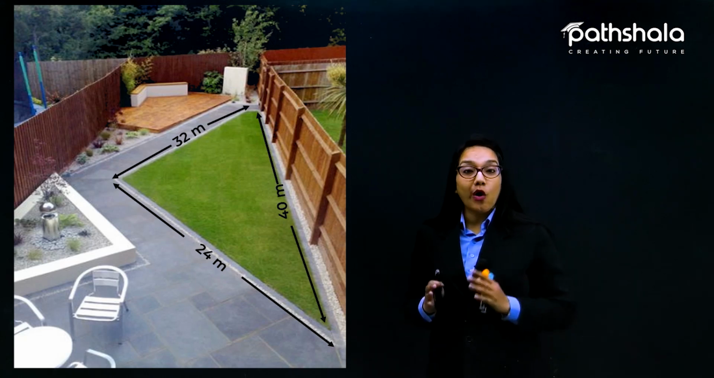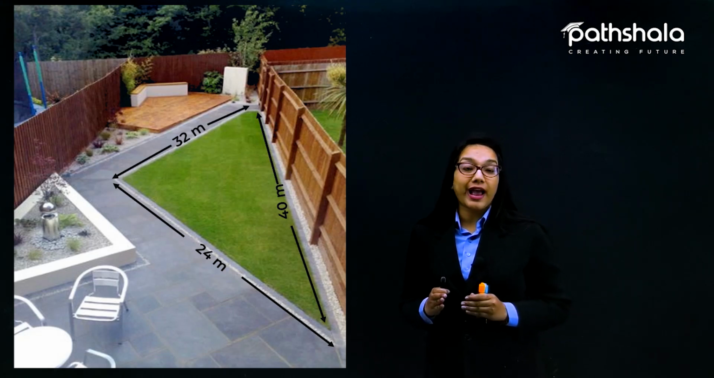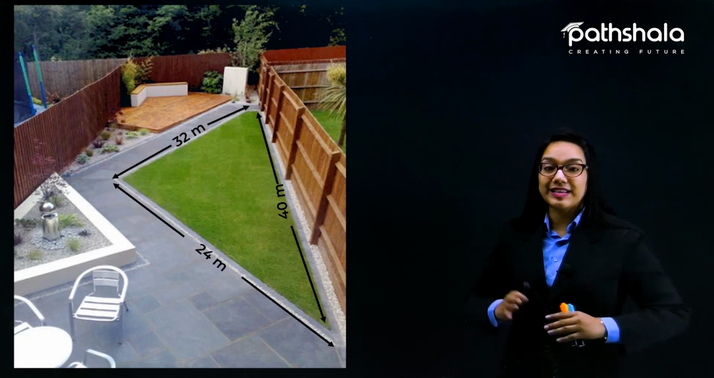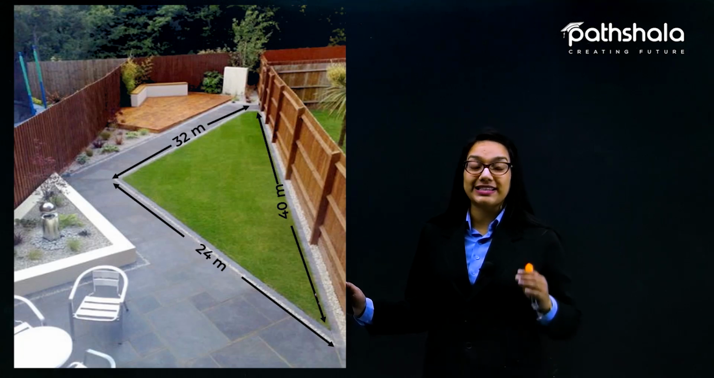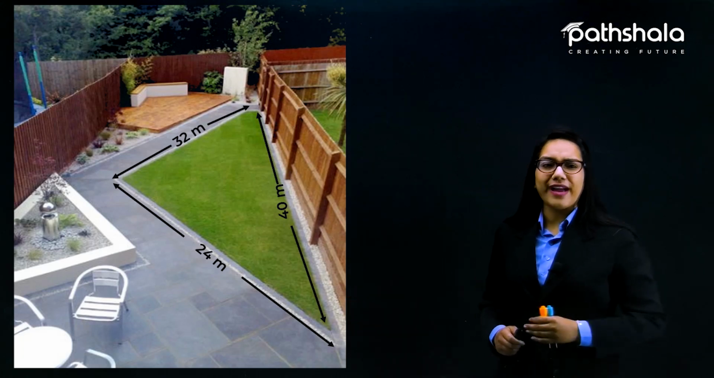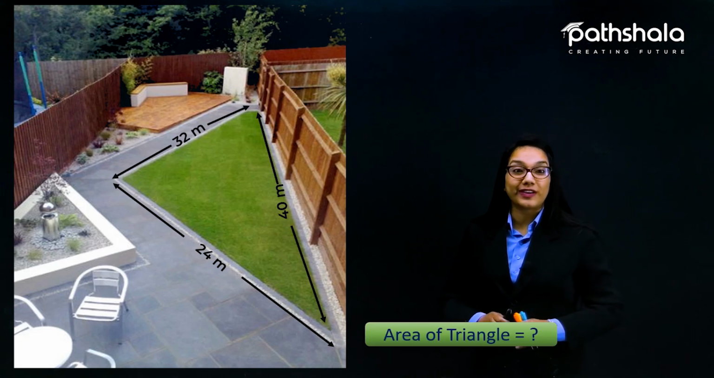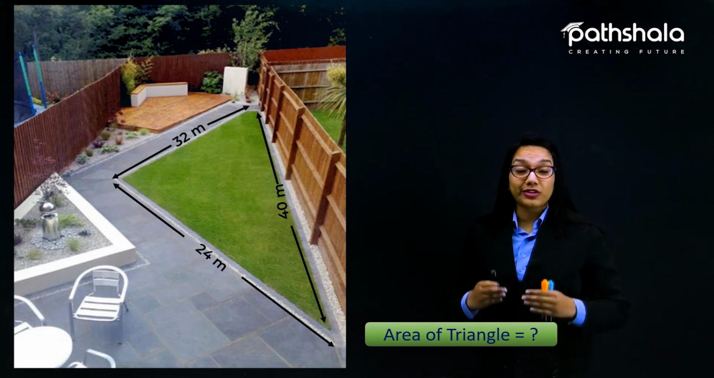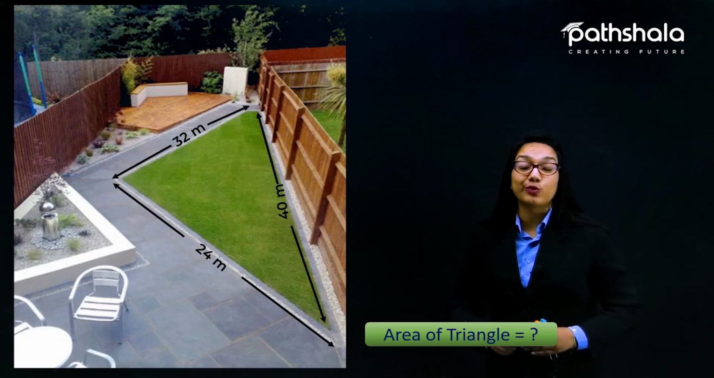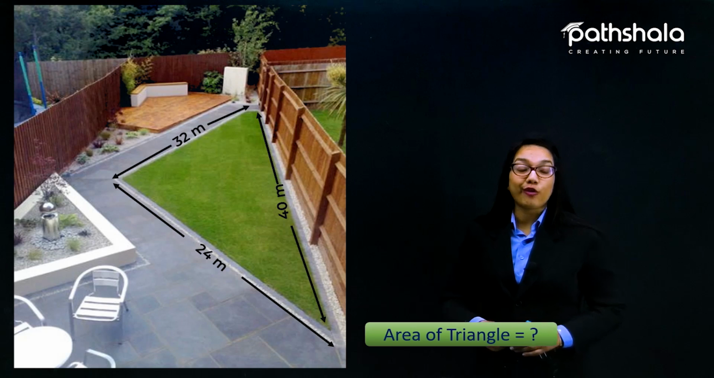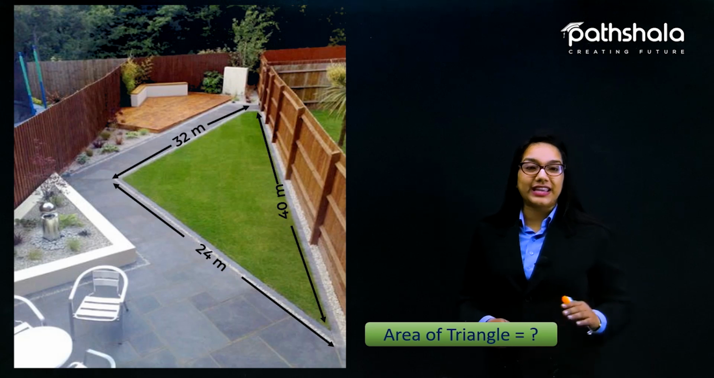As you can see, all the sides are 24 meters, 32 meters, and 40 meters, which are different from each other. So this is a triangle which is called a scalene triangle. Can you find out the area of this particular triangle? Obviously, to find the area of a scalene triangle, we just have to use a special kind of formula which will help us find the area of this triangle in a very easy manner.